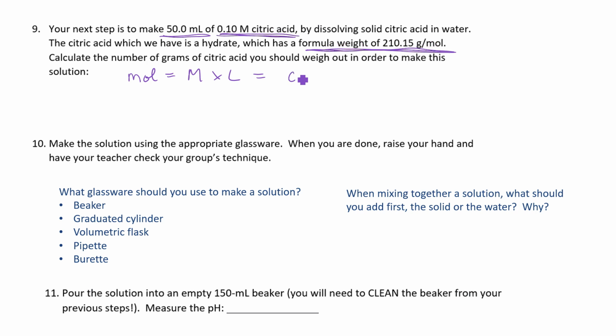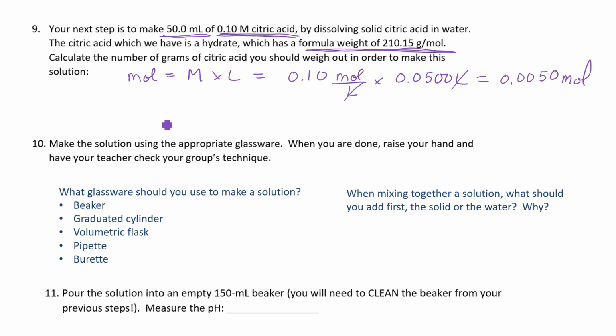Moles is molarity times liters. So your molarity is 0.10. Remember, molarity is moles per liter, right? And then your volume, we've got to convert that to liters. So notice how liters cancel out. That's why moles is molarity times liters, thinking about dimensional analysis and units there. So this is how many moles of citric acid we need.